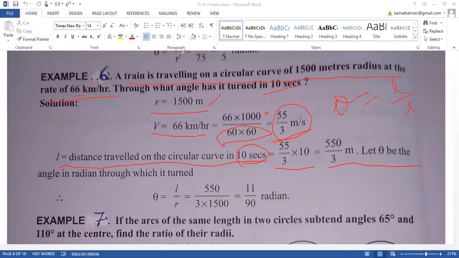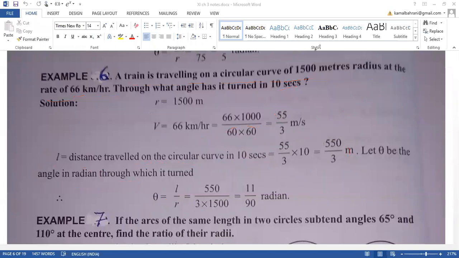So let theta be the angle. They have not said whether in radian or degree, so we will give the answer in radian itself. Theta is L upon R, where L is 550 by 3 and the radius is 1500. You should know the concept of velocity and how to change it; that is the main concept. If L is the distance covered in 10 seconds, then in 1 second the distance covered is 55 by 3, so in 10 seconds it will be this much. Then you just put the values in theta is equal to L upon R.